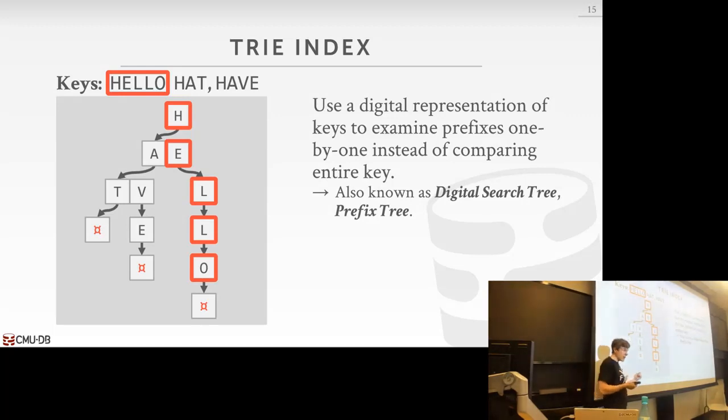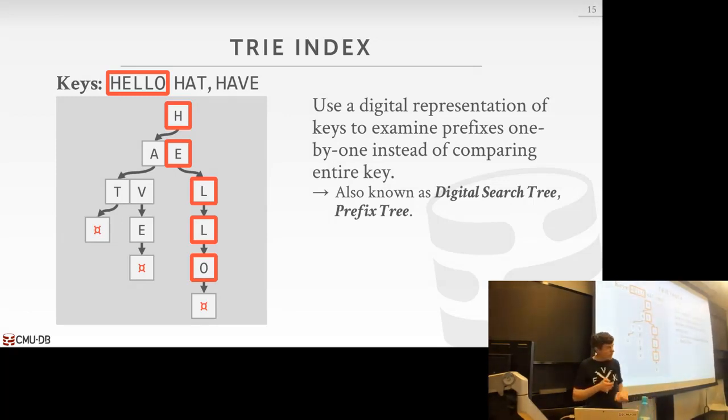And apparently this Edward Fredkin guy is actually CMU faculty. If you go look at the CS website directory, he's listed there. He's like super old. I've never seen him at any faculty meeting. I don't know who he is. I don't know if he's actually still here, but that's the guy that invented the term trie. He's actually here at CMU, supposedly. So sometimes you also see these things listed as digital search trees or prefix trees. As far as I know, these are all the same thing.